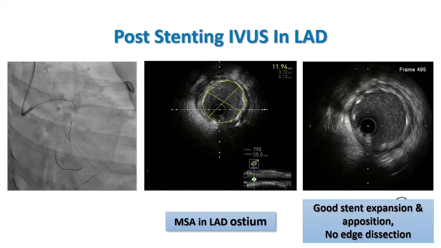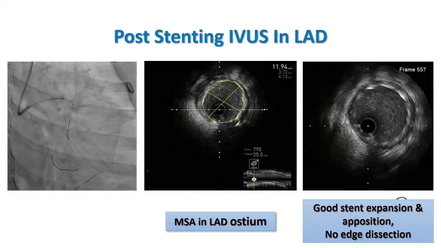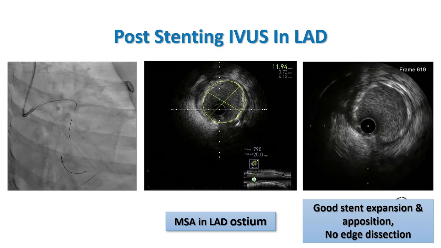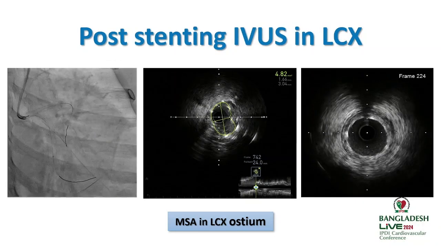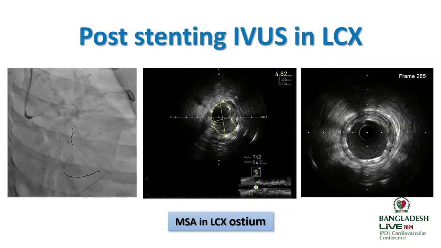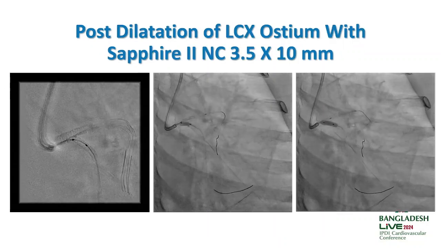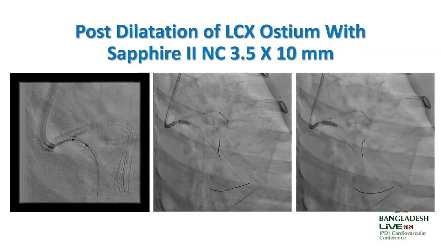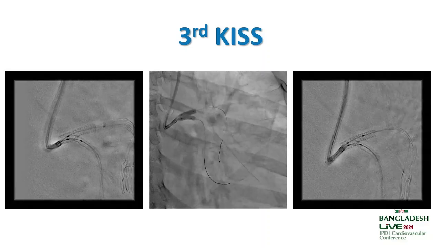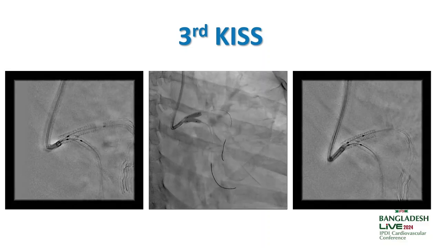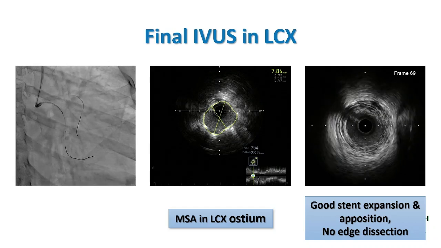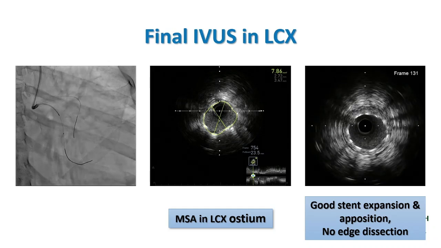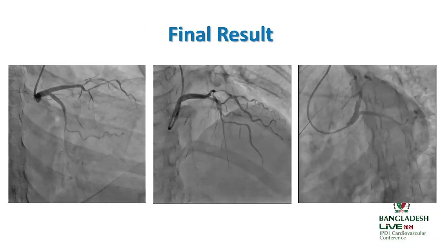Post stenting IVUS in the LAD shows the image of the LAD ostium 11.94 and good stent expansion and apposition in the LM section. But in the LCX ostium, the MSA of the LCX ostium is 4.8. So we took another NC 3.5 into 10 balloon and post dilate the ostium again. So we had to do the third kiss and third POT again. And this is the final IVUS in the LCX. Now MSA in the LCX ostium is 7.86. And this is the final result.